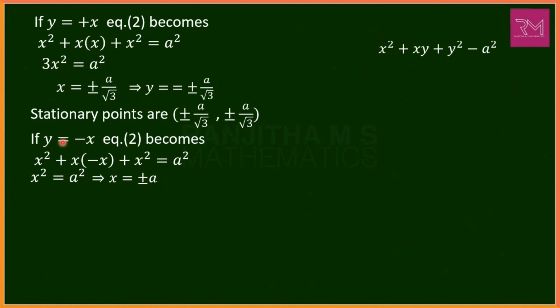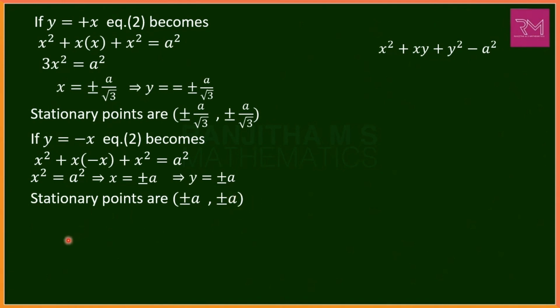In the similar way, y is minus x. If we take x as minus y, substituting x value as minus y, we get the value of y as plus or minus a. Hence, we can conclude that the stationary points are plus or minus a, comma plus or minus a. Here, at y is equal to plus x, the stationary points are plus or minus a by root 3, comma plus or minus a by root 3. At y is equal to minus x, stationary points are plus or minus a, comma plus or minus a.